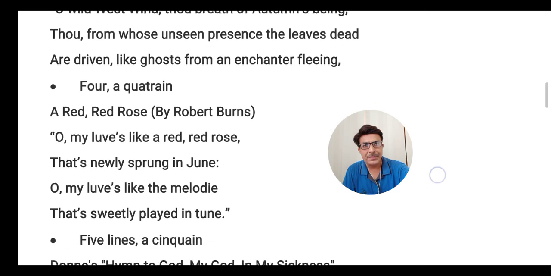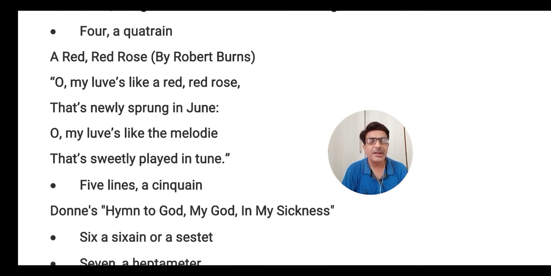In the same manner, if there is a group of 4 lines, it is known as a quatrain. That stanza is known as a quatrain. We have taken one example from a very famous poet, Robert Burns. Robert Burns has written a poem entitled A Red, Red Rose. Let's see this example. Oh, my love is like a red, red rose that's newly sprung in June. Oh, my love is like a melody that's sweetly played in tune.